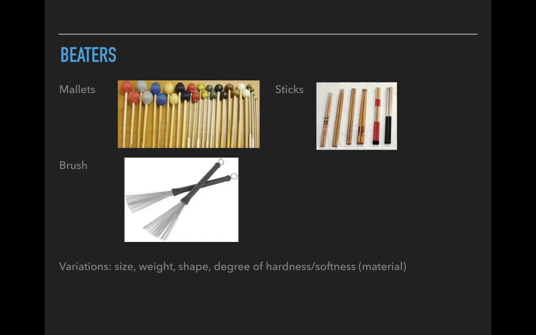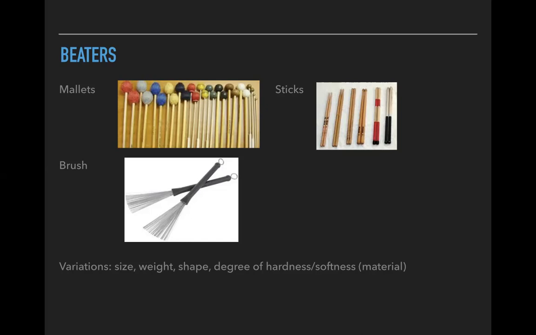And lastly, brushes, which we tend to associate with jazz and the use especially on a snare drum. But of course, you can play just about anything with a brush, especially, let's say, on a drum set. You can also contract the brush to be a little bit tighter, or you can extend the brush to be a little bit looser, and it will produce a slightly different sound. So as you can see, there's so much variety in terms of mallets and sticks.